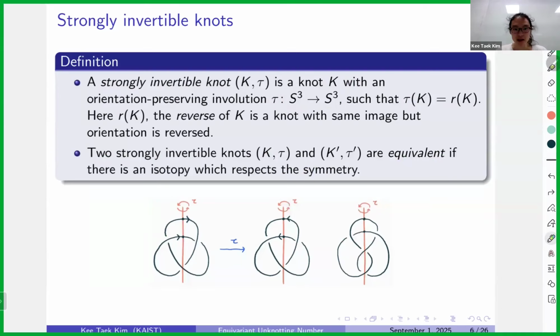Here are examples. If we consider a 180-degree rotation on this axis, then the image of this right-handed trefoil is just preserved, and the orientation is reversed. And the right one is the figure-8 knot, and you can easily check that this is also strongly invertible. One thing I want to note is that there are two fixed points of the knot on the axis.